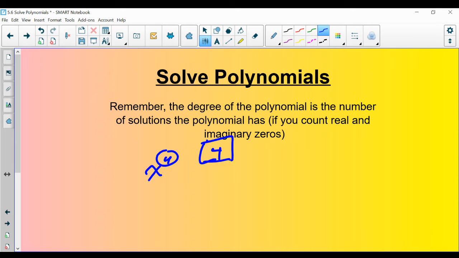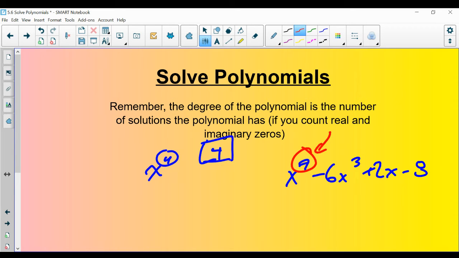That's going to be true if it was x to the 7th minus 6x to the 3rd plus 2x minus 8. If for some reason you were asked to solve this polynomial, you would need to find 7 solutions, because the degree tells you how many solutions it has. We're also going to need to know how to use synthetic division. If you don't remember how to use synthetic division, go back to the 5.5b lecture where you can get a reminder.